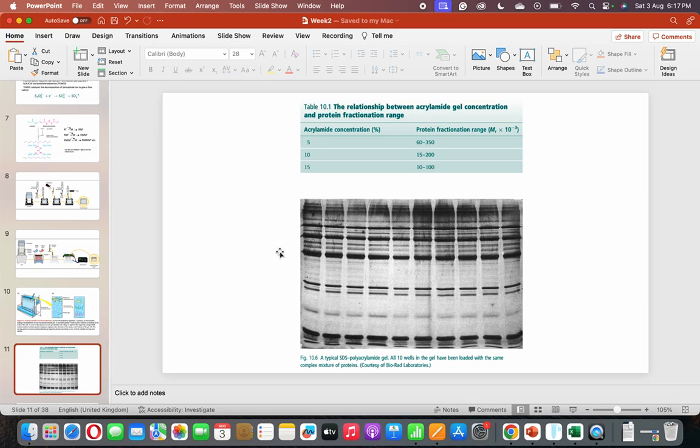This is what an ideal SDS-PAGE might look like, where we have these very crisp, very sharp bands, and these are the different lanes, and you can see these are all nicely separated from each other.